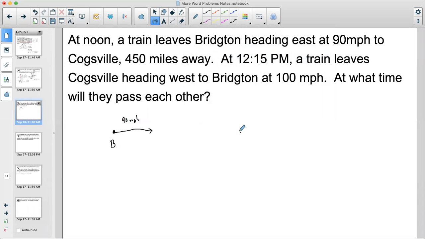And this guy's at Cogsville. These are just made up names. He's going this way at 450. Nope, at 100 miles per hour. That would be really fast.